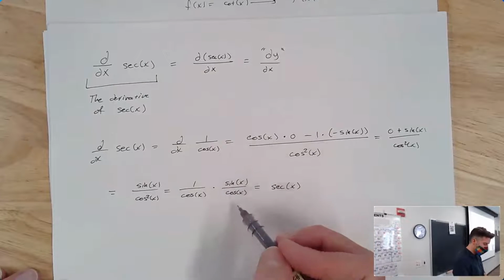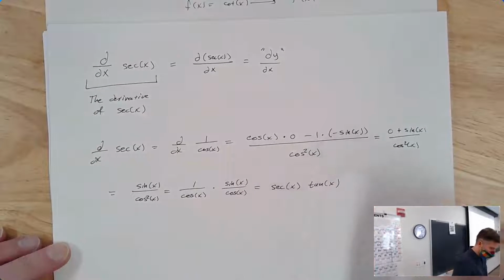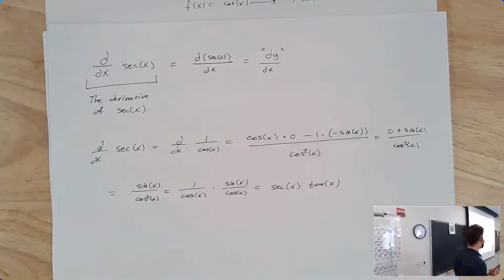And what's sine of x over cosine of x? Right. Tangent of x. And that's typically how we write the derivative of secant of x: secant of x times tangent of x.